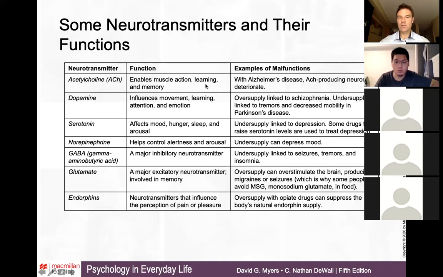Acetylcholine enables muscle action, learning, and memory. For example, with Alzheimer's disease, acetylcholine-producing neurons deteriorate, because learning and memory are dependent on a proper production and use of acetylcholine. So you can see that without neurotransmitters, the brain would not function the way it does. And in your brains right now, as you're listening and thinking and studying and planning and executing specific movements and decision-making, all of that is basically thanks to neurotransmitters. So make sure you take care of your neurotransmitters.